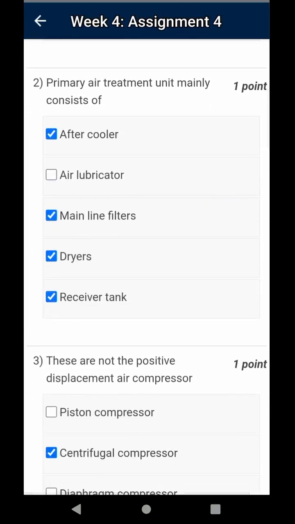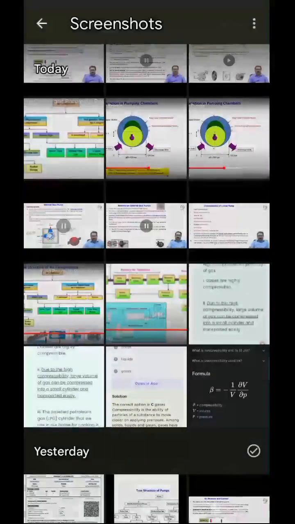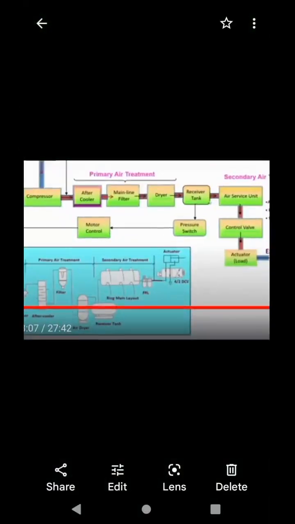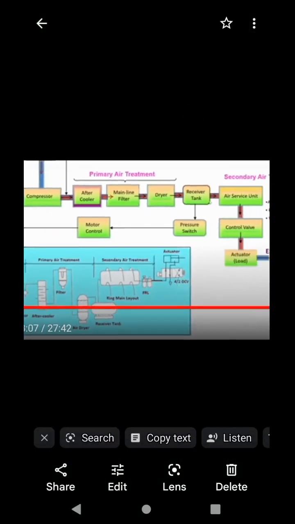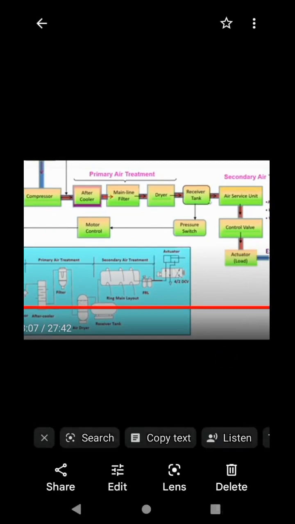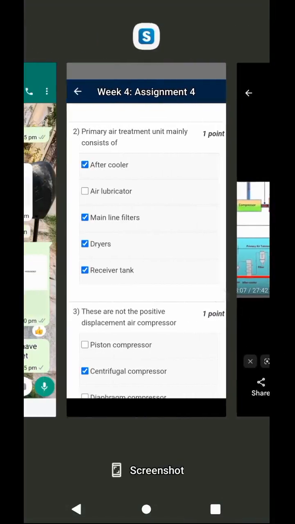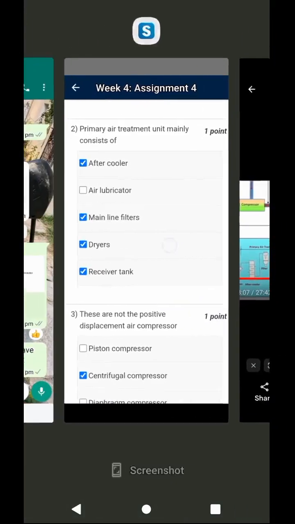Now let me check question number 2. Primary air treatment unit mainly consists of. I will show the diagram. Check this one. In this case, the primary air treatment consists of after cooler, mainline filter, dryer, and receiver tank. Now check the options: after cooler, mainline filter, dryer, and receiver tank.